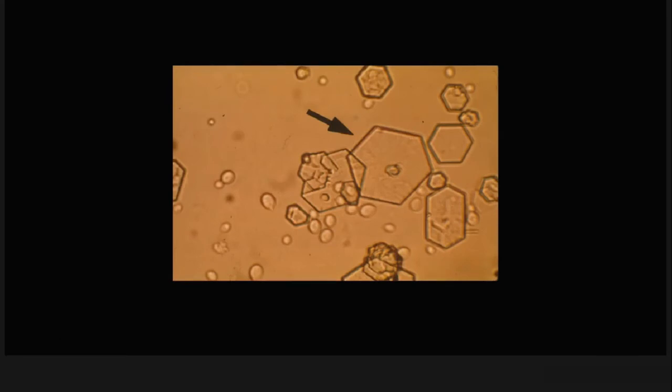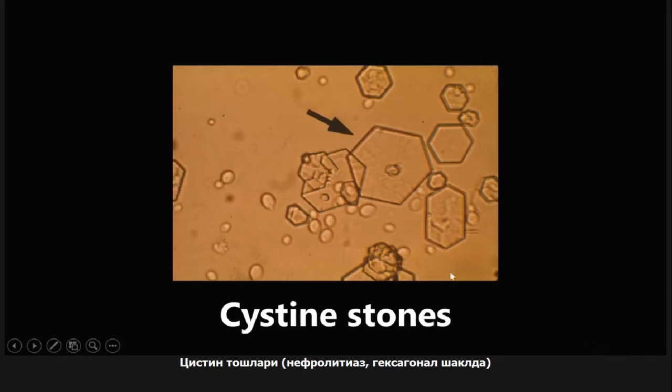These here are an example of cystine crystals or cystine stones, an example of nephrolithiasis. And the big giveaway here is the hexagonal shape. Really perfect, easy association. If you see something like this on a slide, hexagonal, you want to be thinking about cystine stones. Boom, go on to the next question.